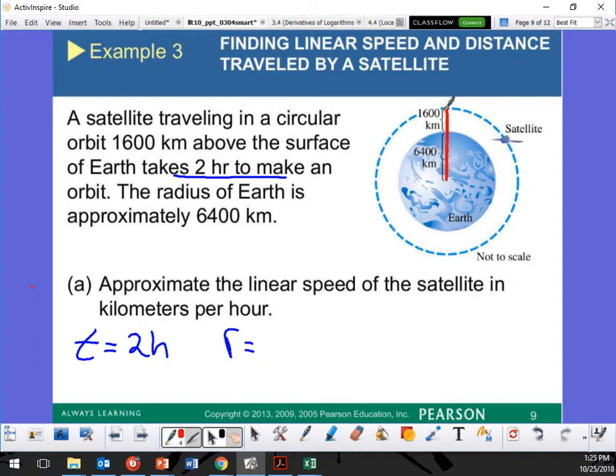Why? We're talking about the big circle here, right? Okay, here's my donut. The donut hole is 6,400. The outside of the donut is 1,600, right? So the whole radius of the donut is from the center out to the edge, which is going to be 8,000.